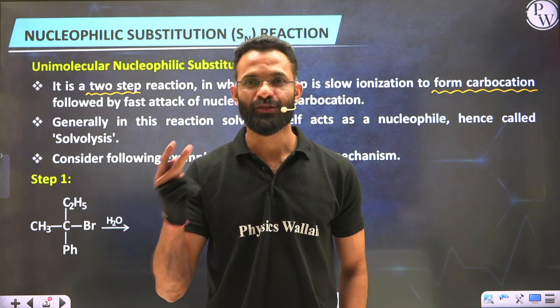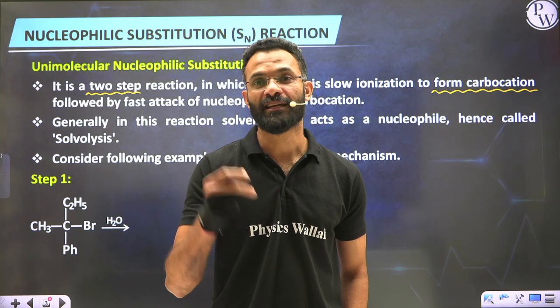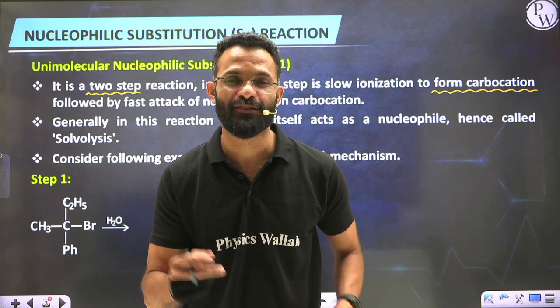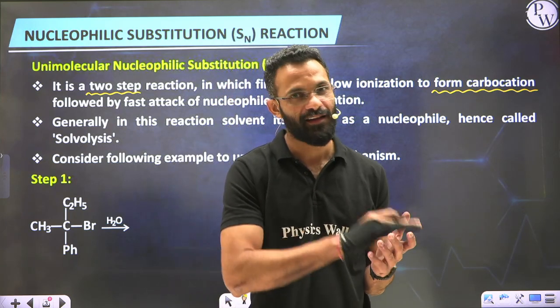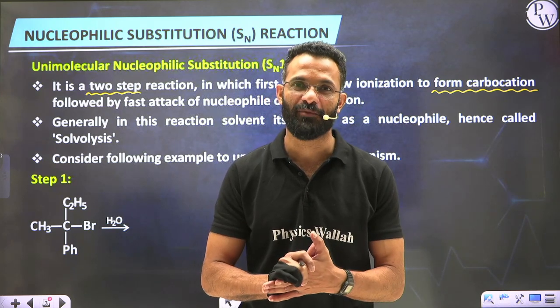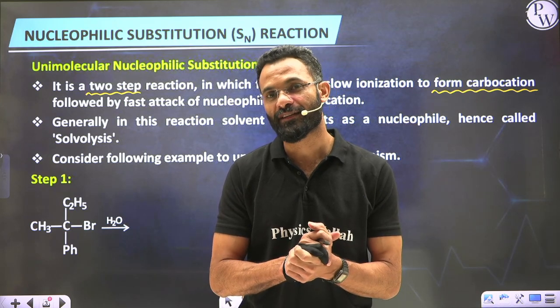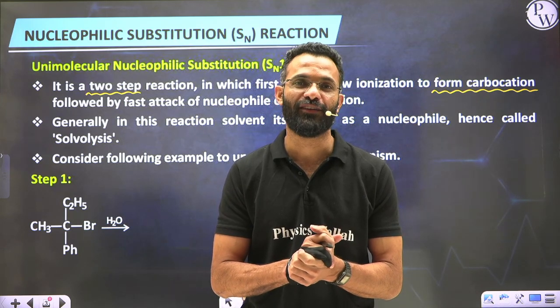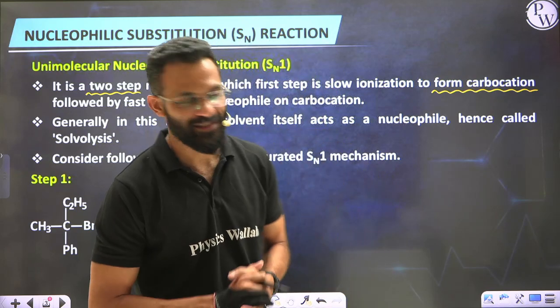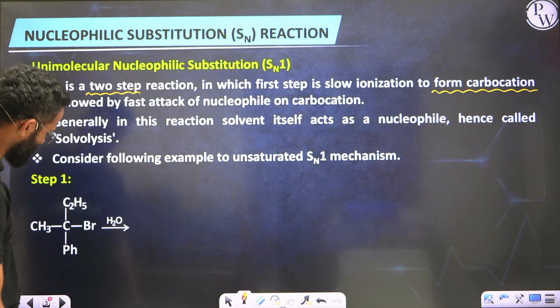SN1 is a two-step reaction, and the first step, which is the key feature of this reaction, is the formation of a carbocation. In all SN1 mechanisms, there will always be a formation of a carbocation. And because we carry out this reaction in such a way that the solvent itself is a nucleophile, we also call this reaction solvolysis. So now, let us consider an example.